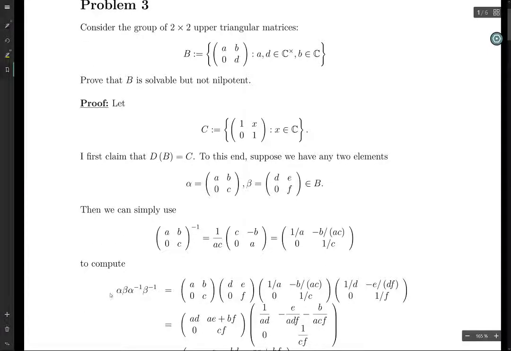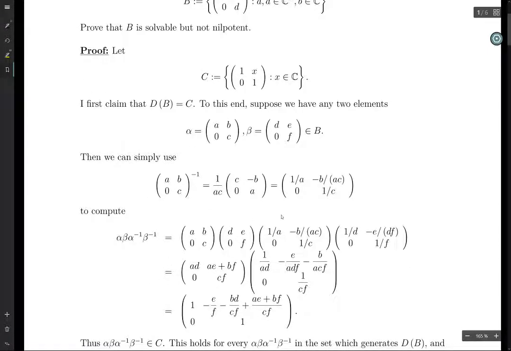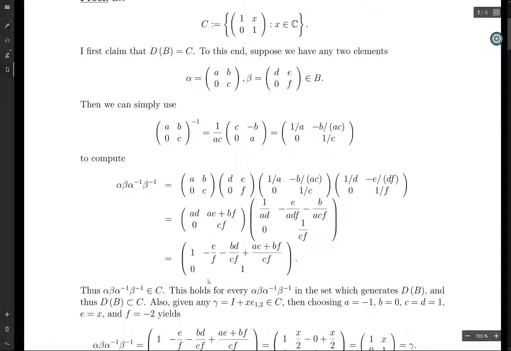But anyways, using this, we can write out alpha, beta, alpha inverse, beta inverse, and you do a whole bunch of stuff. It looks like this, then you multiply these two together, and then you get this. But look, we have ones here, and then we've got some complex number here, and so this is an element of C. It holds for every element of this form, so every element of this form is contained in C. And elements of this form generate the commutator of B, and so the commutator of B is contained in C.